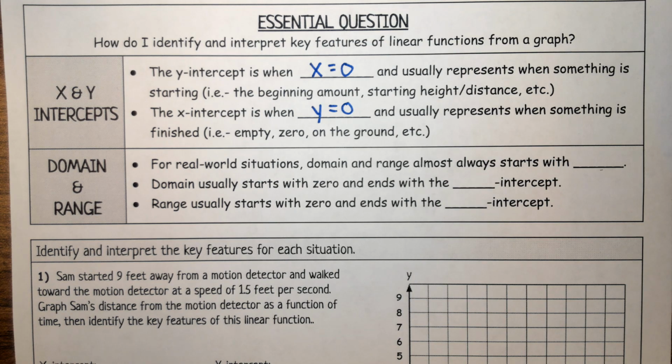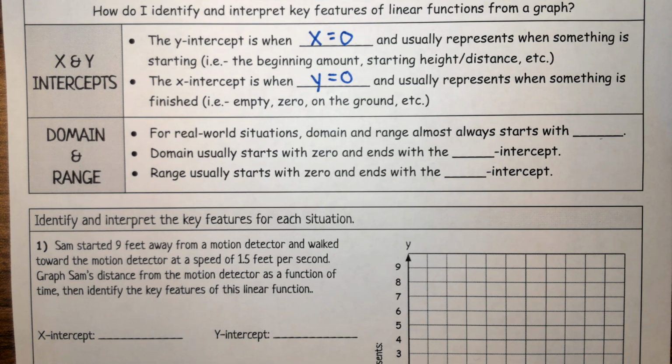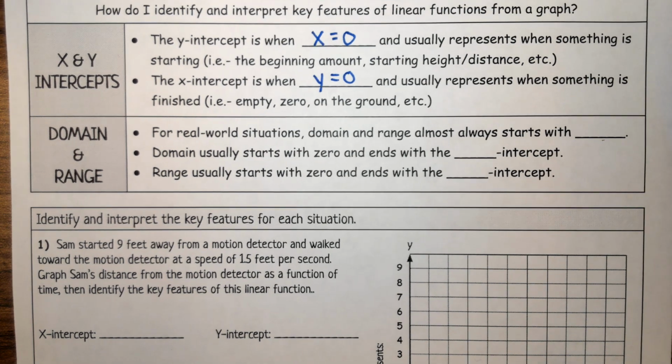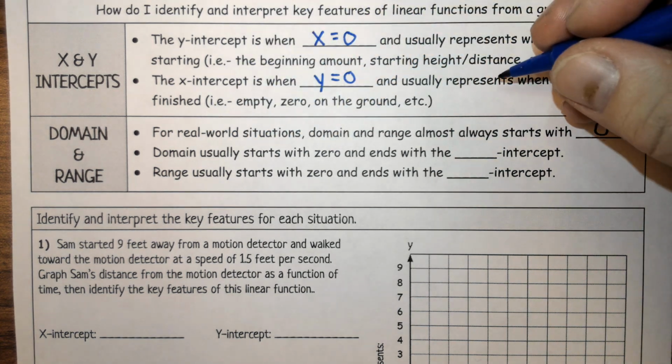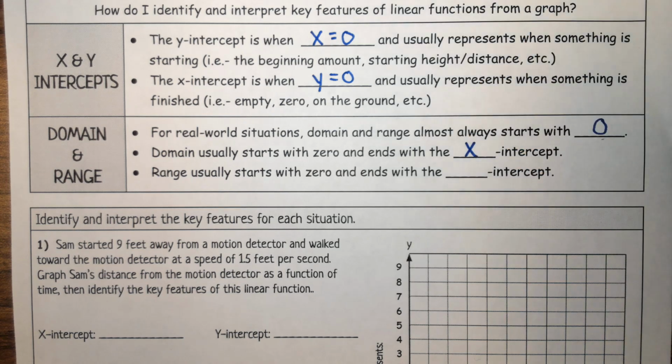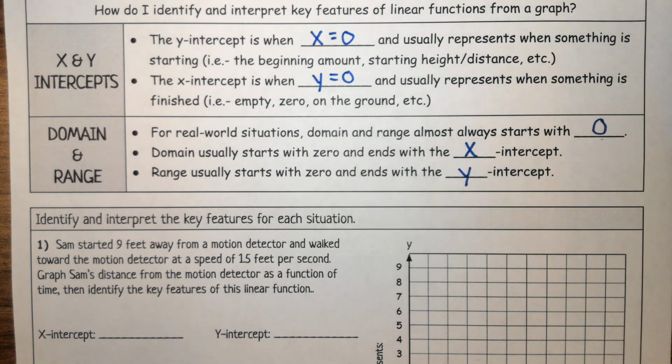Okay, domain and range. For real-world situations, which is today, the domain and range almost always starts with 0. Again, I'm not going to say always because that's not always true. But almost always, a lot of times, you'll start with 0 for both. And so the domain will usually start with 0 and end with the x-intercept if you have one. The range usually starts with 0 and ends with the y-intercept.